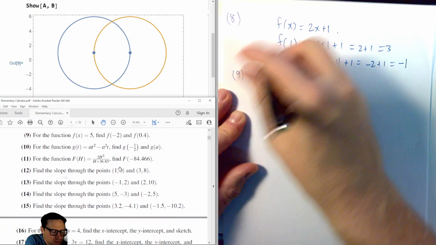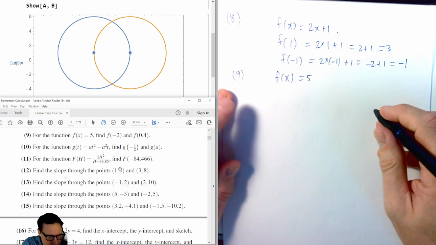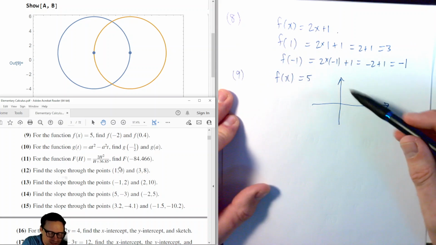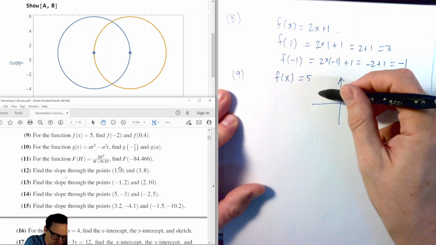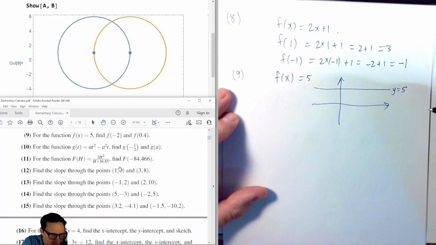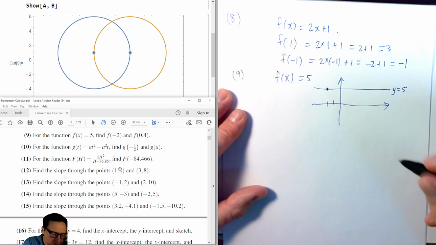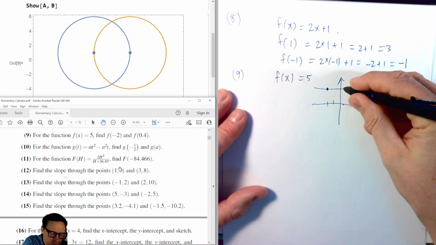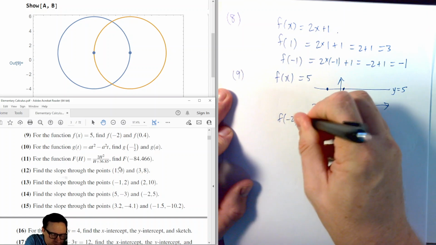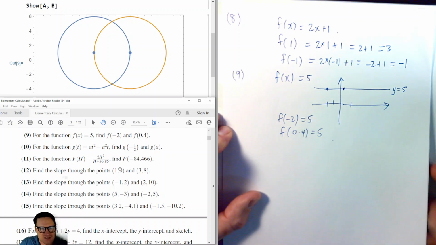Question 9. For the function f of x equals 5, find f of minus 2 and f of 0.4. Well, you want to think about this geometrically. What does this represent? This says for any x, the output of this function is 5. Right? So it's a horizontal line at y equals 5. Okay, and so when x is minus 2, y is 5. And when x is 0.4, y is 5. So f of minus 2 is equal to 5, and f of 0.4 is equal to 5 also.